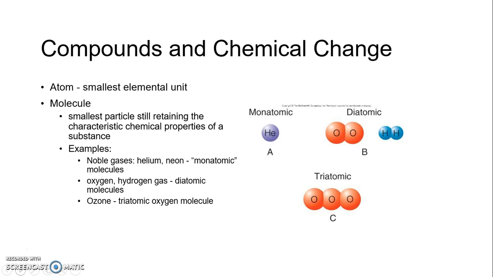However, you can make compounds of atoms, combinations of atoms. Stick a handful of atoms together, you get yourself what's called a molecule. Now, a molecule is the smallest particle of a substance that still retains the chemical properties of that substance.